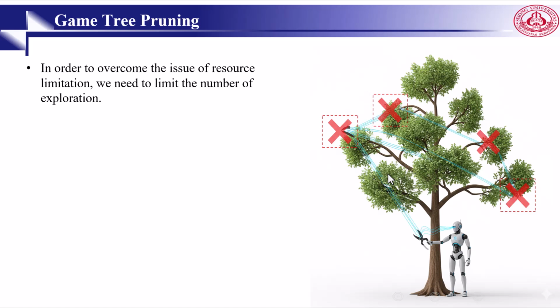We need to limit the number of explorations. One solution is pruning. Pruning of what? Pruning of our search tree. It helps us to prevent unnecessary computations for the nodes that we don't need to explore. We want to find the branches that have no impact on the policy. Then we do not create them, and hence we can improve the computational cost efficiency.